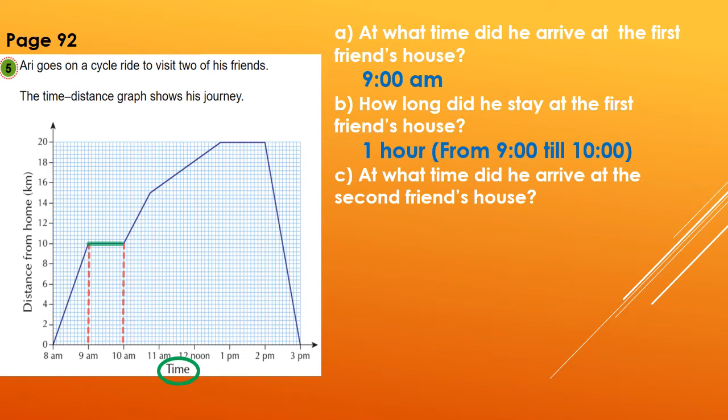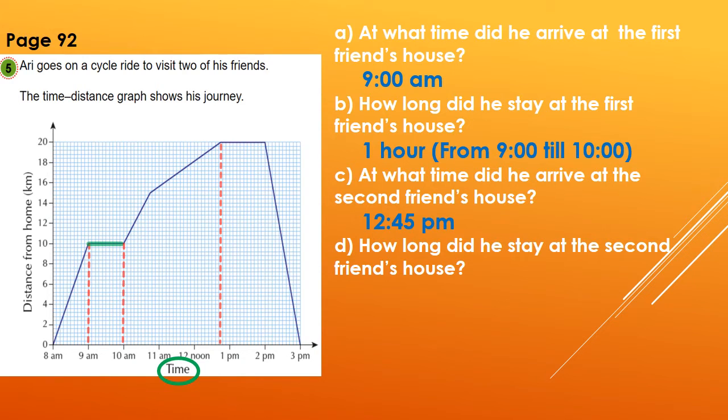Part C. At what time did he arrive at the second friend's house? He started cycling after that until we reach this part at 12:45 p.m. Part D. How long did he stay at the second friend's house? Go to this horizontal line, which means the distance is not increasing. He was there from 12:45 till 2 p.m. So it's 1 hour and a quarter.